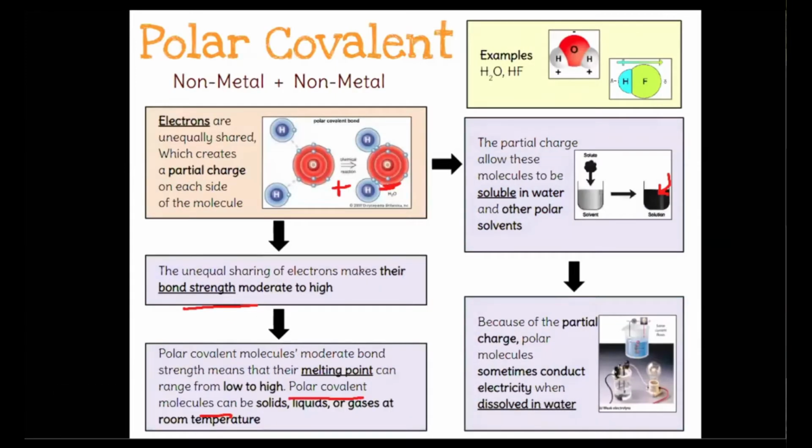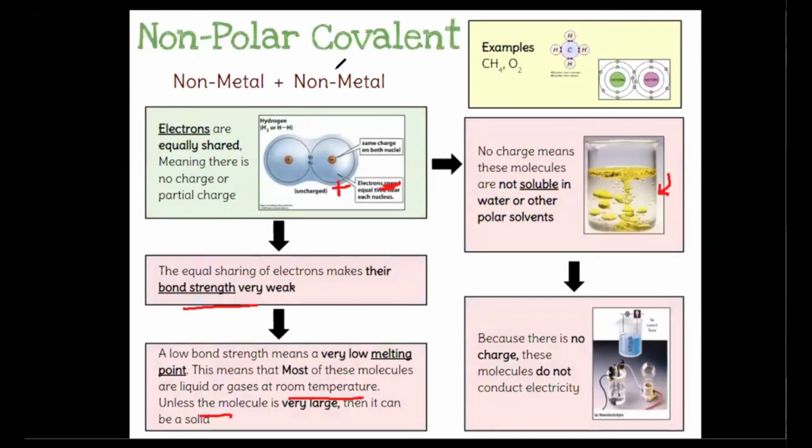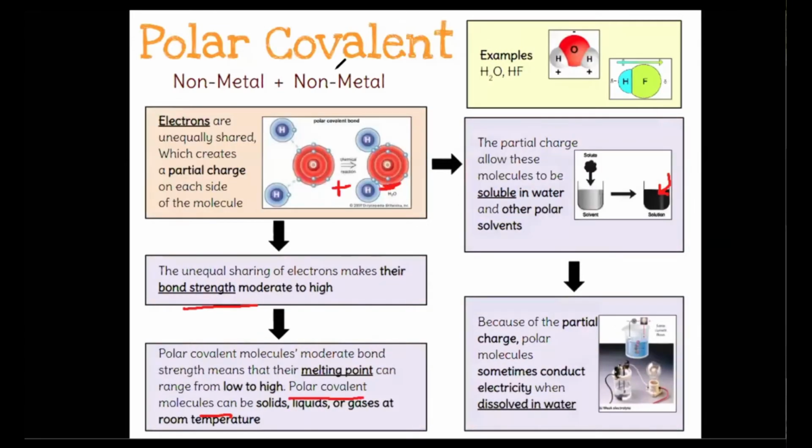So next is our polar covalent and our non-polar covalent. I'm going to talk about polar covalent first. So when we have two nonmetals, their electronegativities are going to be closer, so they're both going to want the electron. One of them isn't going to be willing to give it up completely. However, with polar, that means that the electrons are shared unequally, which is going to create a partial charge.